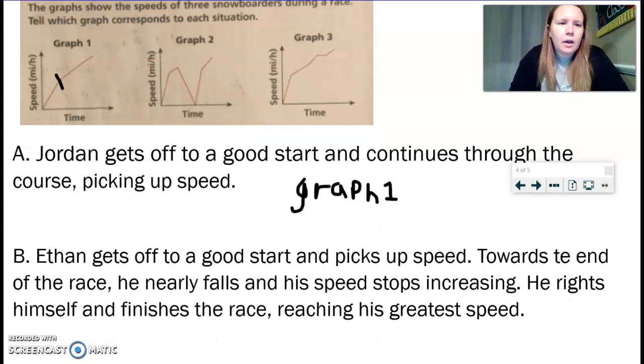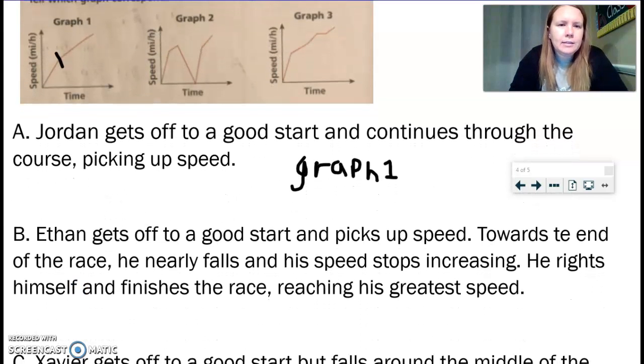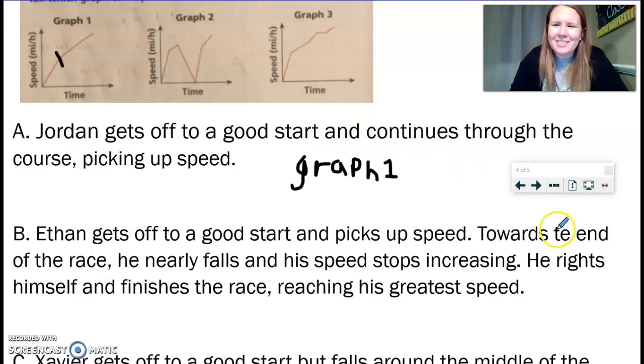So let's look at B. It says Ethan gets off to a good start and picks up speed. So again, kind of similar to Jordan here. Oops, I forgot to put the H in here. Towards the end of the race, he nearly falls and his speed stops increasing. He rights himself, or he fixes himself, and finishes the race, reaching his greatest speed.